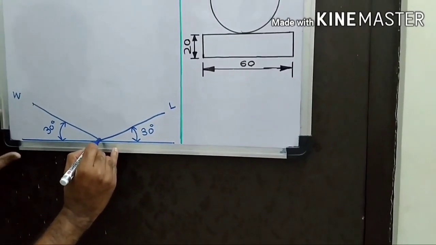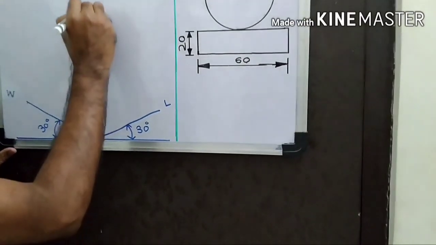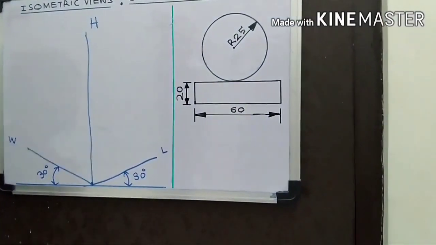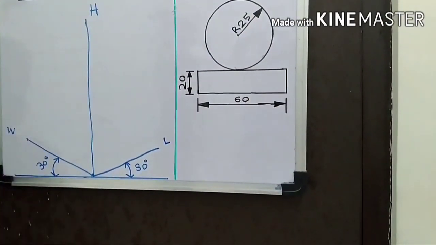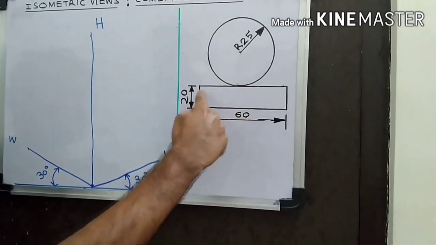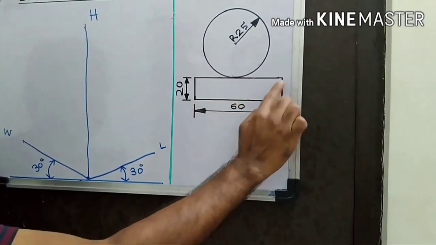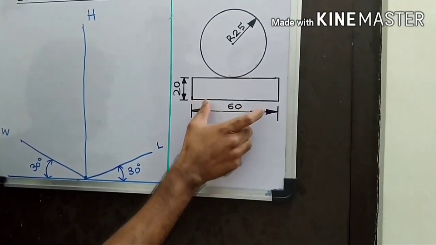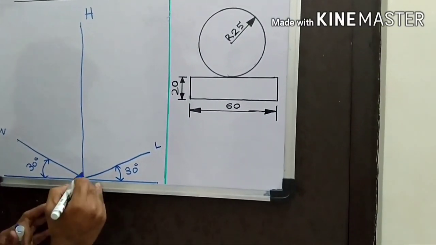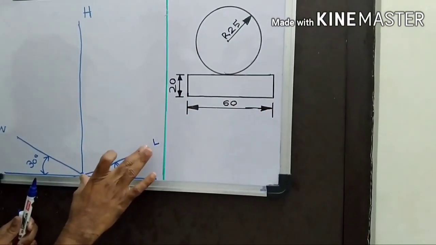From this point, draw a perpendicular line to the horizontal line. It represents the isometric axis along the height. Now you can consider the sketch. This is the isometric block, a square block of 60 by 60. The original length is 60, so I am measuring this length 60 and keeping it here.